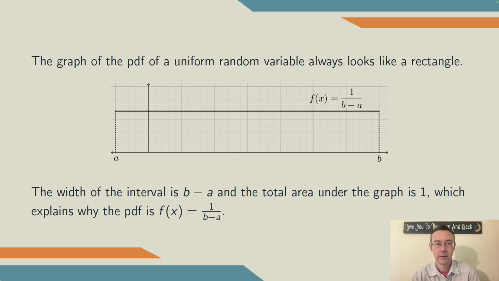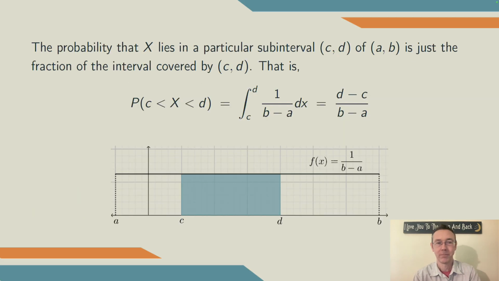that subinterval. The graph of the PDF always looks like a rectangle. So it has height 1 over b minus a and width b minus a. So the total area is 1, just as you would expect from a legitimate probability density function.